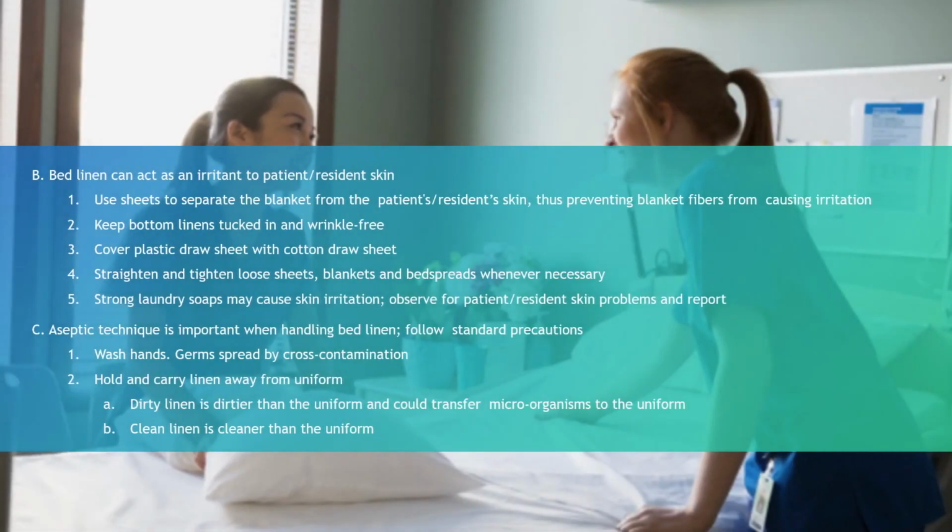Bed linen can act as an irritant to the patient or resident's skin. Use sheets to separate the blanket from the patient or resident's skin, thus preventing blanket fibers from causing irritation. Keep the bottom linens tucked in and wrinkle-free. Cover the plastic draw sheet with a cotton draw sheet. Straighten and tighten loose sheets, blankets, and bedspreads whenever necessary.